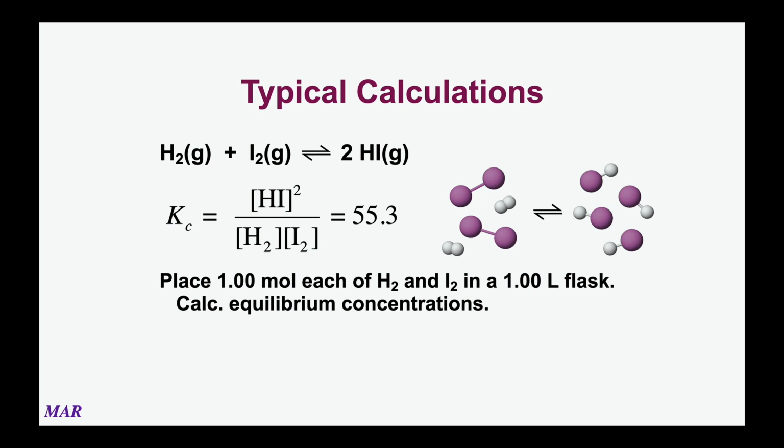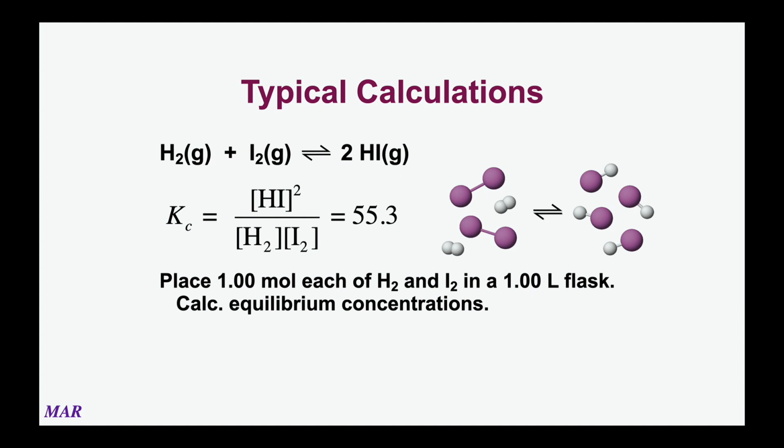So let's say that we decide to do this reaction, and we're putting 1 mole of H2 and 1 mole of I2, and we're putting them both into a liter flask. We can use this information to calculate the equilibrium concentrations of H2, I2, and HI. Before we do anything, though, the value of K will tell us if our answers are going to be right or not. So in this problem, K is larger than 1.